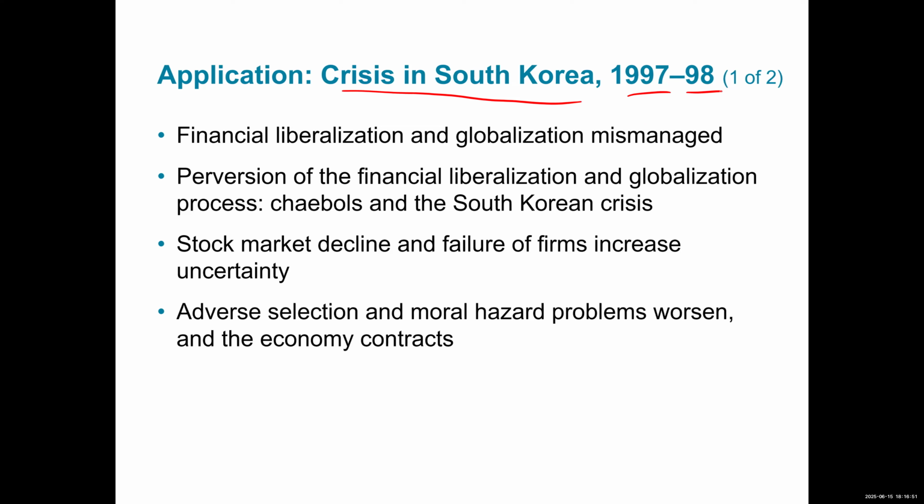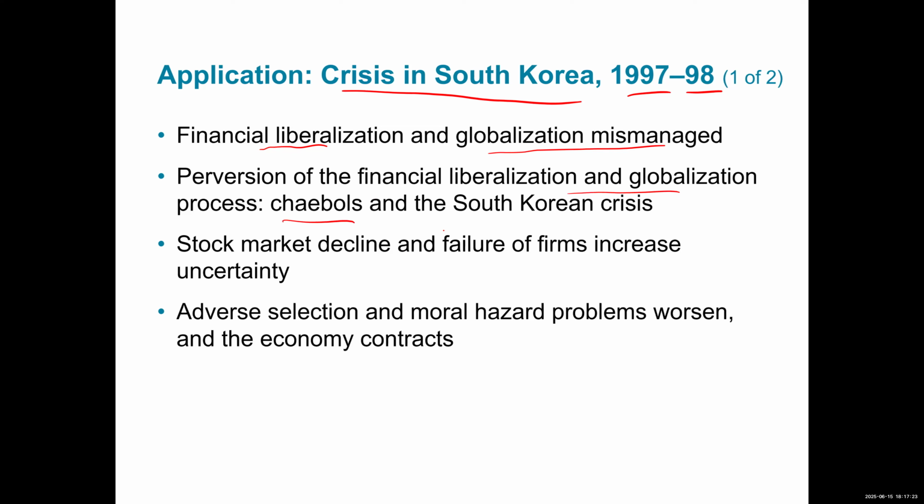There was financial liberalization in South Korea, and globalization was mismanaged. What do you mean by financial liberalization? Back in the days, most South Korean banks were controlled by the government. Then the government decided to liberalize and privatize their banking system, turning it over to the private sector. But to some extent, globalization was mismanaged. The sequencing of liberalization and privatization was not done right. Okay. So that led to perversion of the financial liberalization and globalization process.